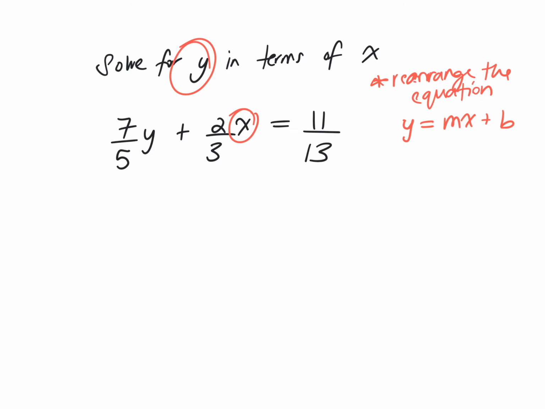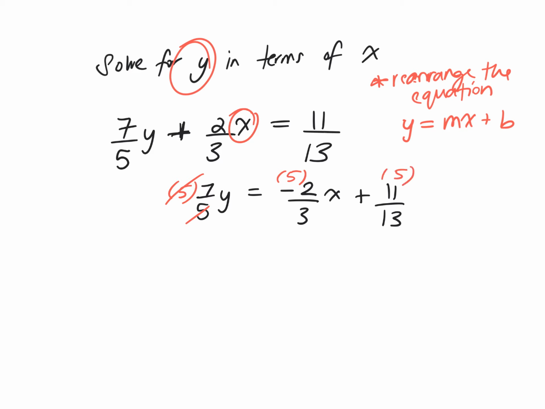So we have 7 over 5y equals, I want to bring this positive 2 over 3x to the other side, so it becomes negative 2 over 3x plus 11 over 13. And then what are you multiplying by? It has to be 5, so I want to get rid of this denominator. I'm going to multiply this by 5, and I'm going to multiply this by 5.